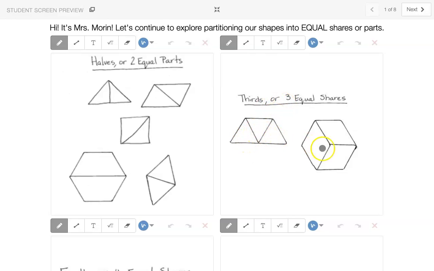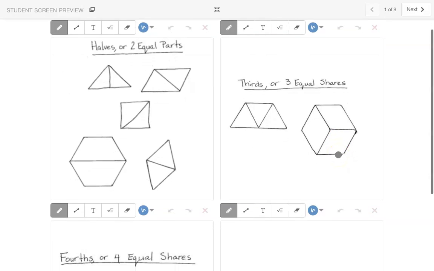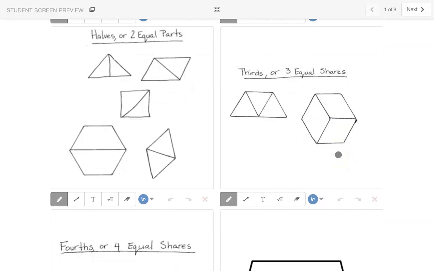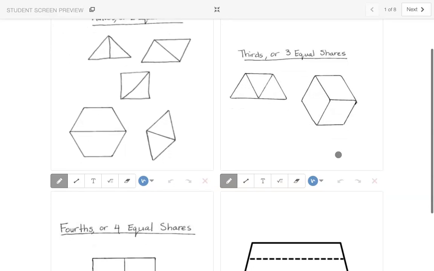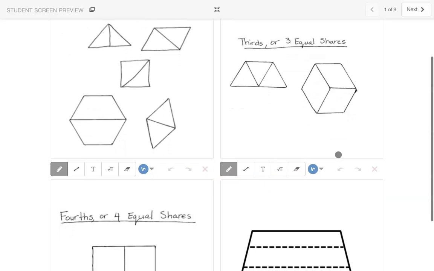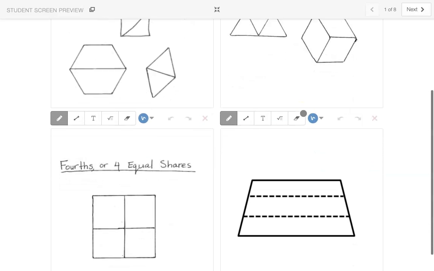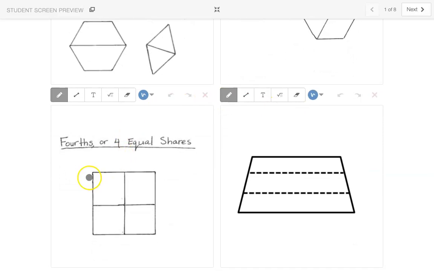Here I have thirds, or three equal shares. 1, 2, 3, 1, 2, 3. And once again, sometimes the eyes can be a little deceiving, right? They don't look like they're equal shares, but if you measured them, they would be, all right? Here's fourths, 4 equal shares. Okay, 1, 2, 3, 4.